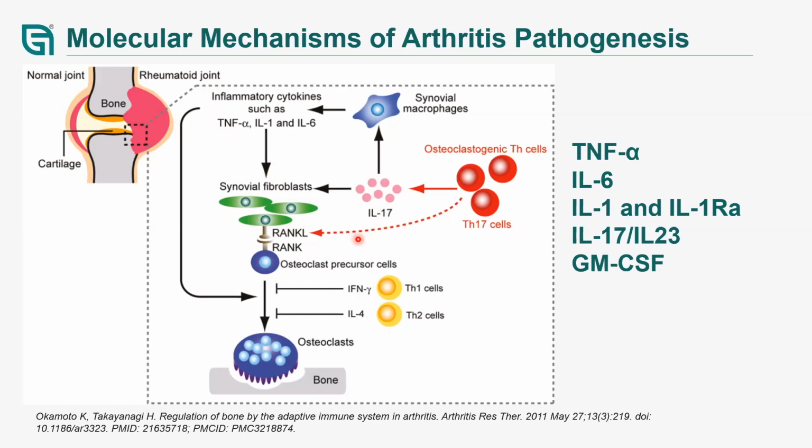Cytokine stimulation of synoviocytes leads to the production of additional chemokines, which recruit leukocytes that amplify the inflammatory response, and the production of MMPs, which promote cartilage damage.